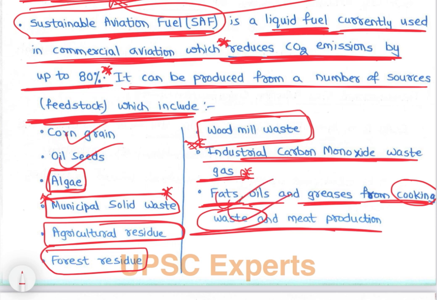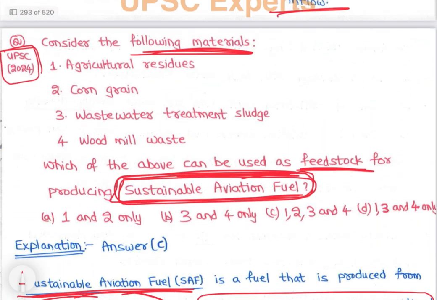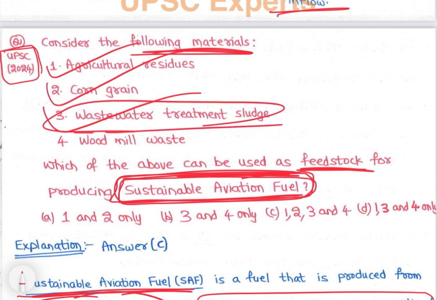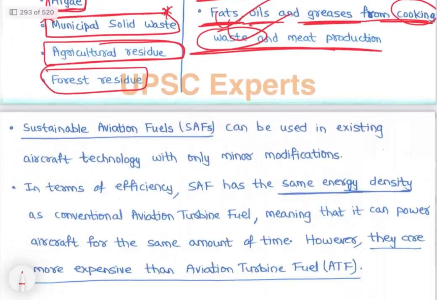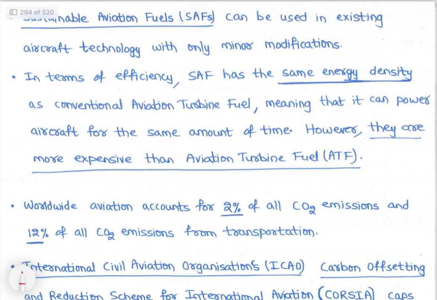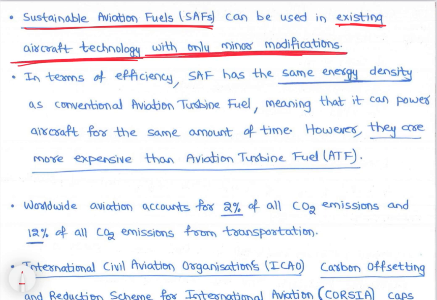You can make it from these also, right? That means from diverse sources of organic waste, you can produce sustainable aviation fuel. So agricultural residues, corn grain, wastewater treatment sludge, and wood mill waste, right? From all these sources, you can generate sustainable aviation fuel. So then let's talk more about sustainable aviation fuel. Sustainable aviation fuels can be used in existing aircraft technology with only minor modifications.